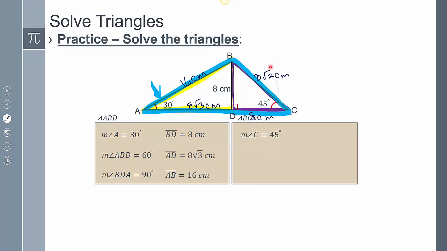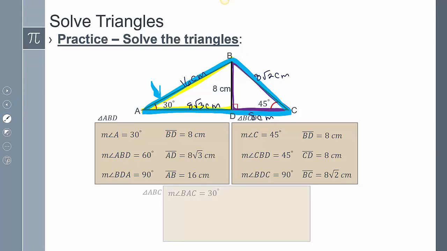Now for this triangle, this angle is going to be 45. This angle here is 45, and then this angle here is going to be 90. This side right here is going to be 8 centimeters. This side right here is going to be 8 centimeters, and this side right here is going to be 8 root 2 centimeters. And then now the larger triangle.